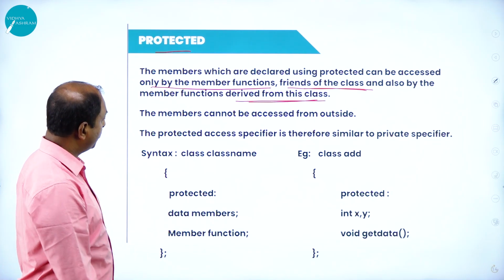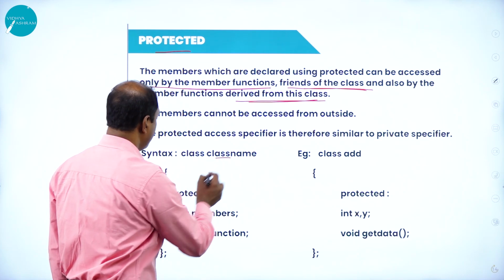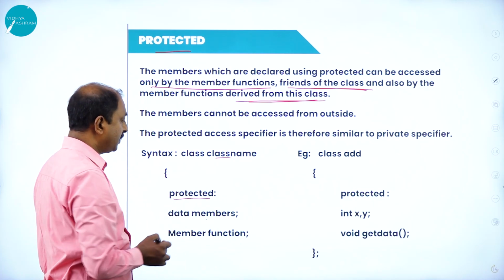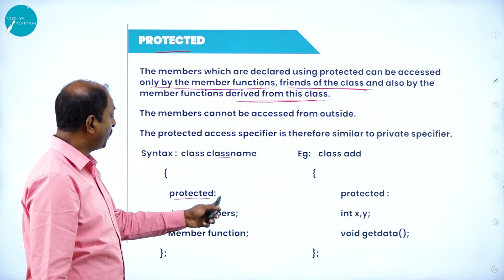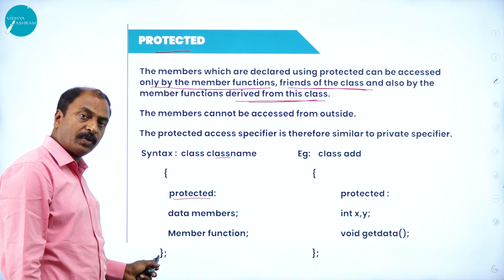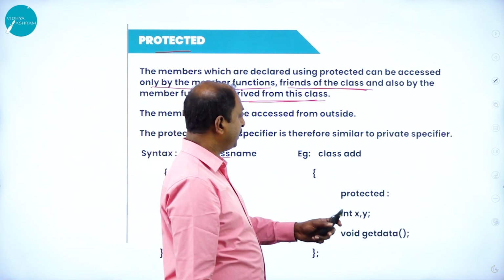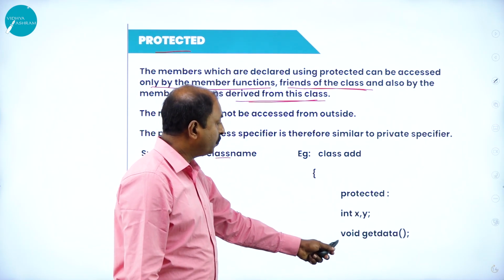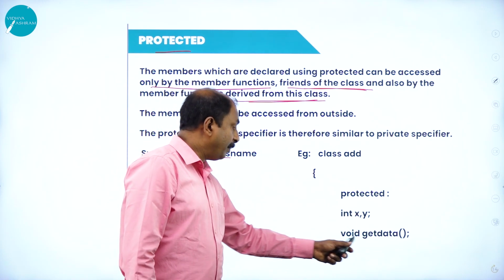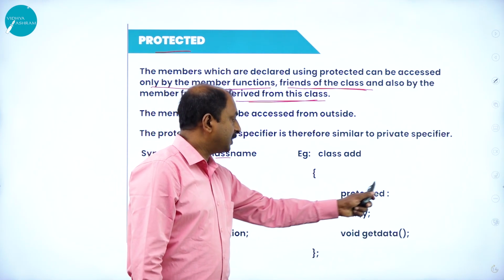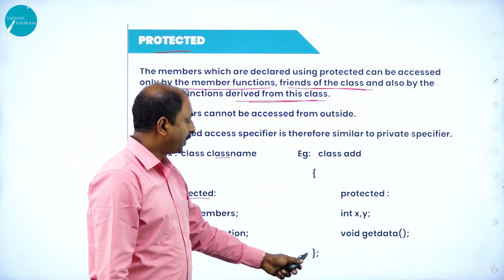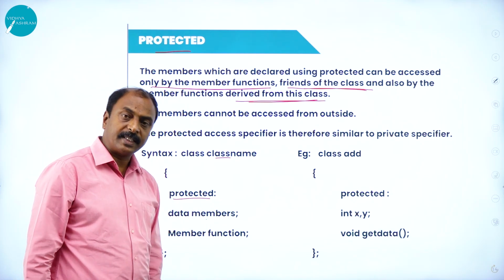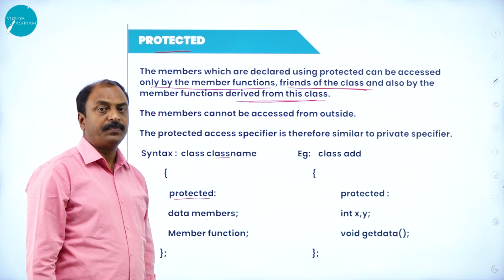Now look at the syntax of this. Class name, and here protected. Data members and member functions are declared under the access specifier protected, and we close the class with a semicolon. For the example, class add, here protected, int x, y and void getdata. These are the member data and member functions declared under the access specifier protected. We close the class with bracket and semicolon. This is the syntax and example for the protected access specifier.